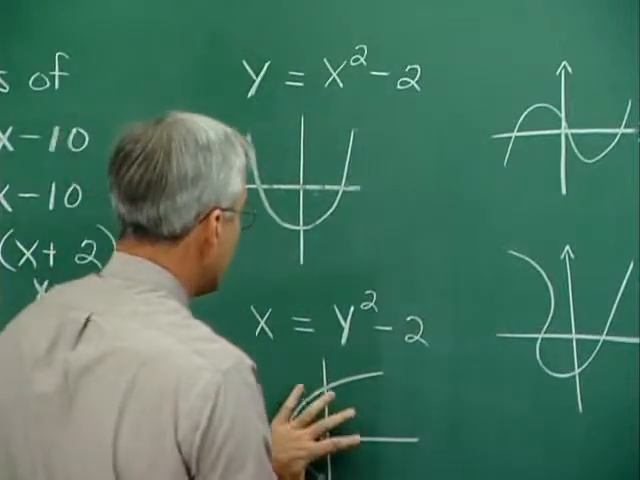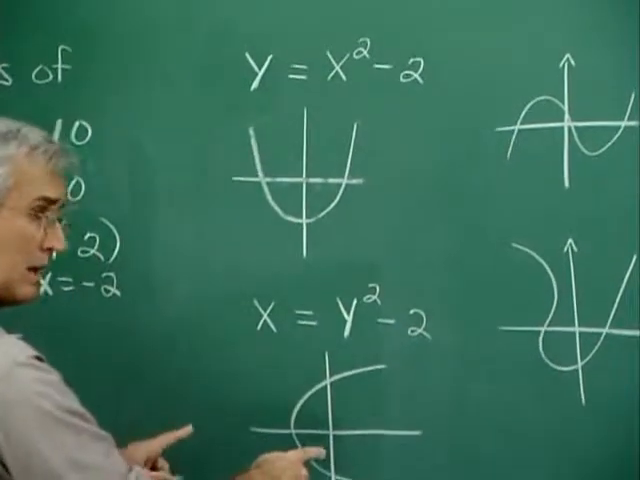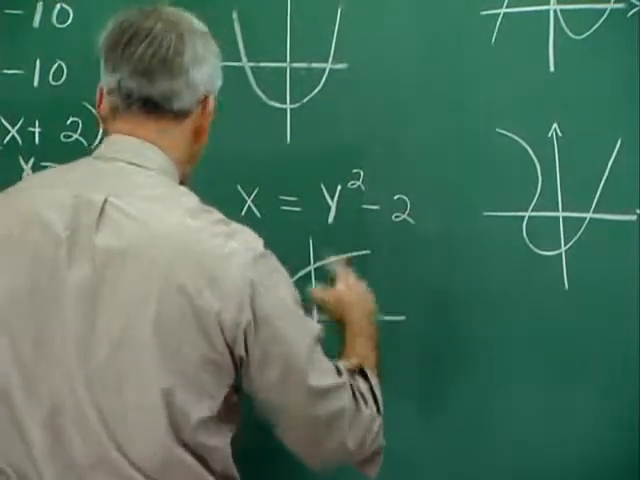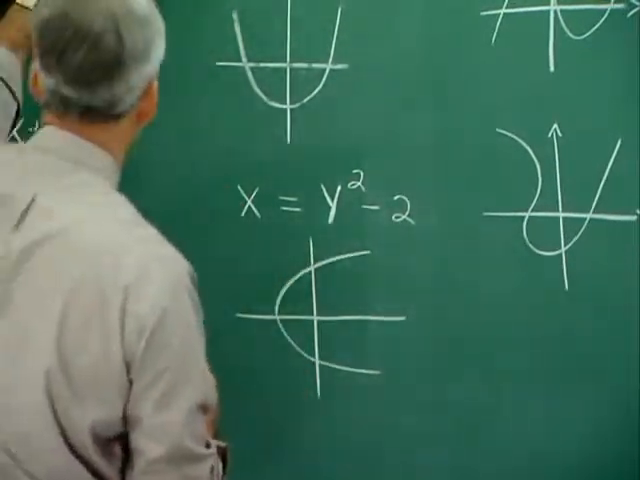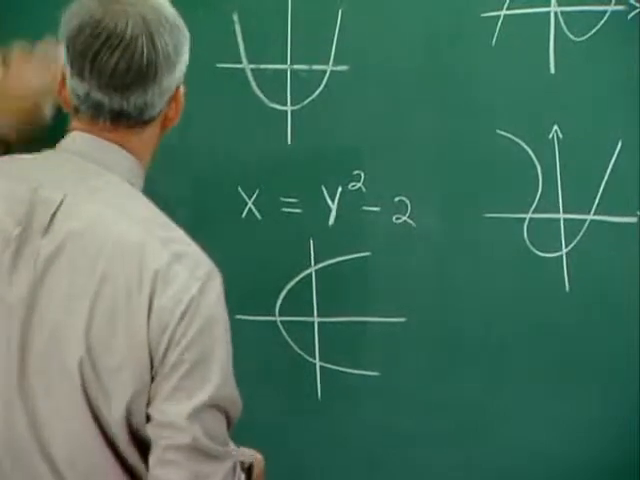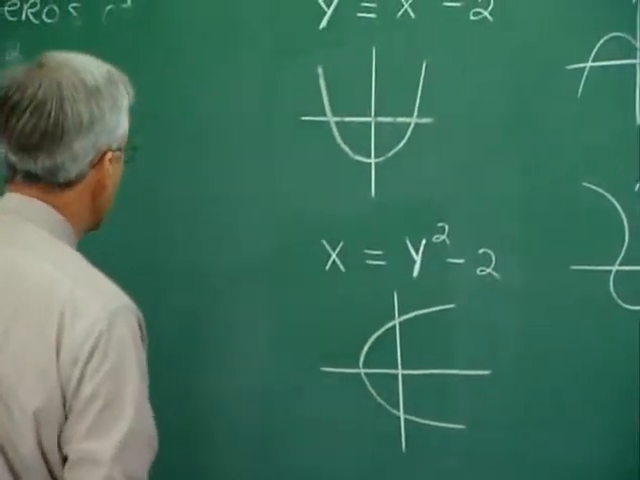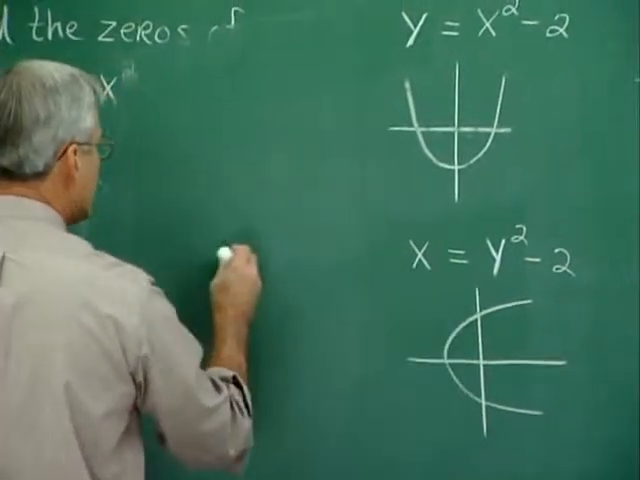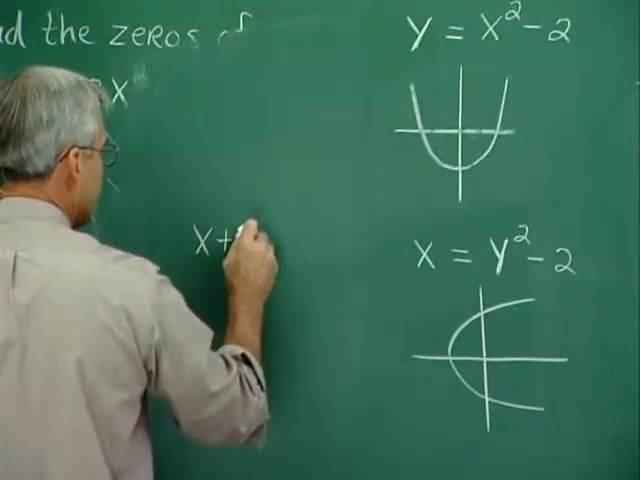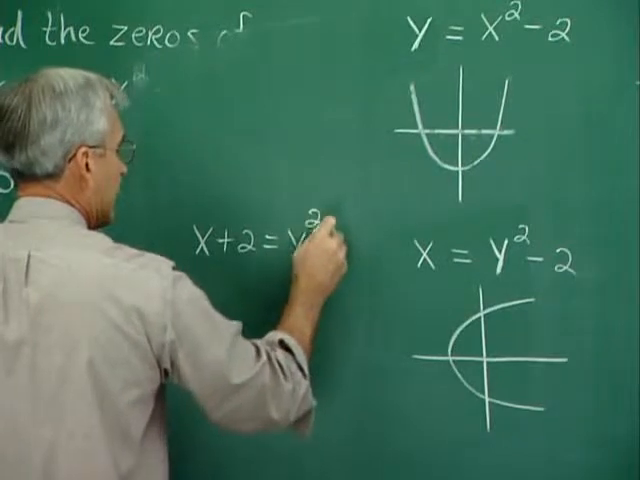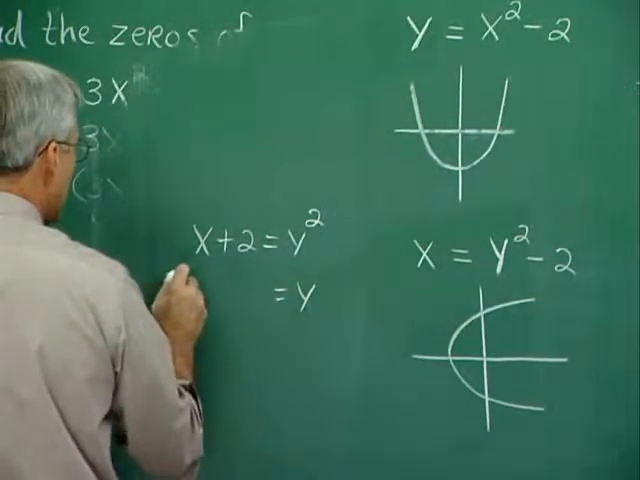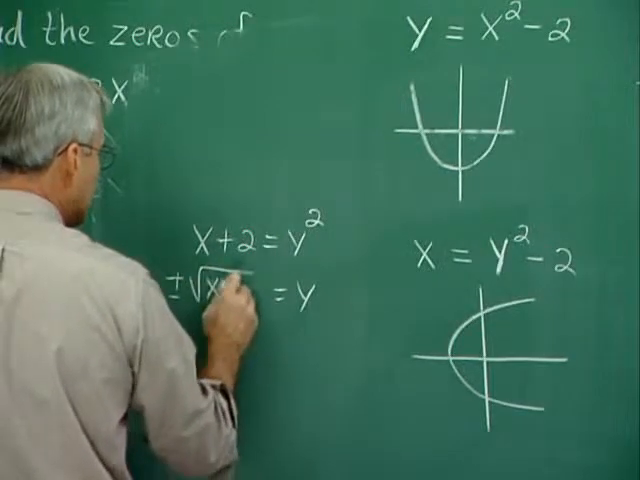Now, what about for this? Algebraically, we can evaluate kind of like this. We might come out to the side and solve for y, and we can see it very clearly. If I add 2 on both sides, I have x plus 2 equals y squared. And then y is plus or minus the square root of x plus 2.